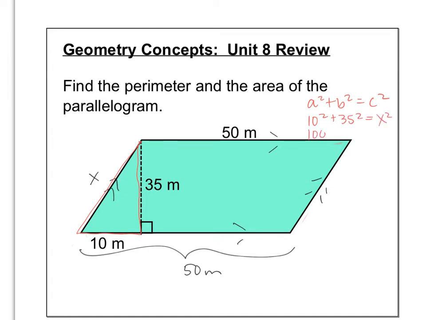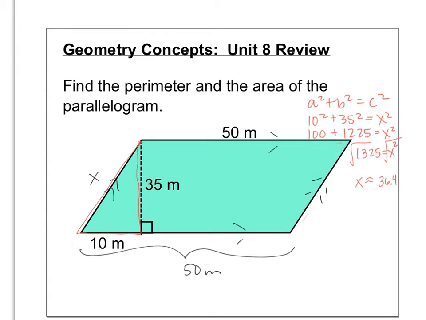10 squared is 100. I know that one. 35 squared, I'm going to have to type in my calculator. I got 1,225. Now, if I add those together, I get 1,325 equals x squared. And then, don't forget, take the square root. So I'm going to type that in my calculator. And I got x is approximately 36.4 meters, I guess it would be.